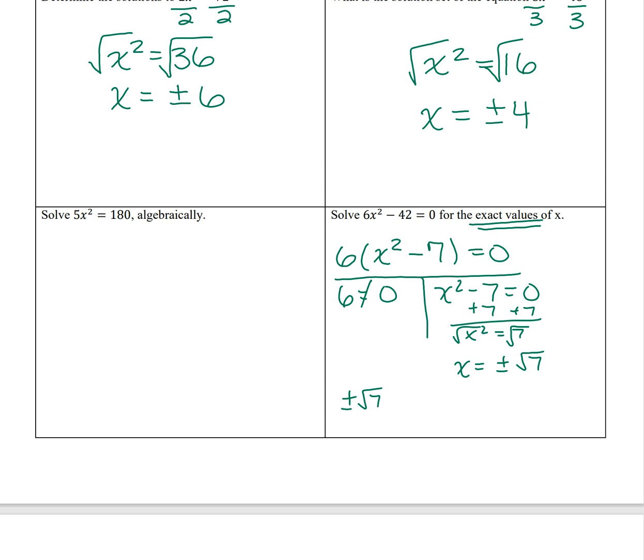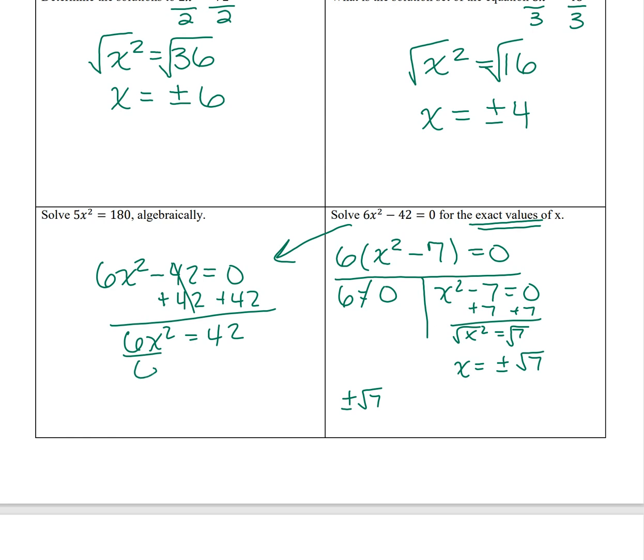Now I could do that without factoring, and I'll just kind of do it over here. I have 6x squared minus 42 equals 0. Again, I see that I have only one term with an x squared or an x in it, so I'm going to solve it like a normal equation. I'm going to add the 42 over. I have 6x squared equals 42. Then divide by 6, and then I have x squared equals 7. Then from here, take the square root of both sides, and I get x equals plus or minus radical 7.